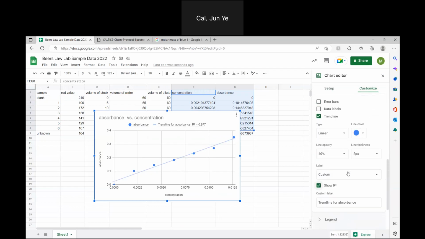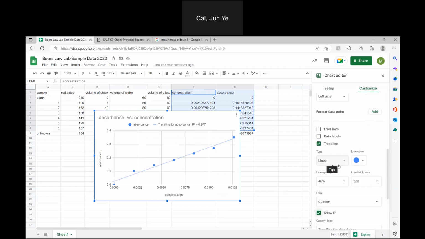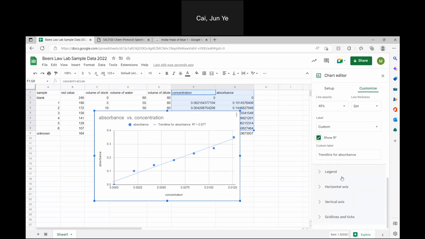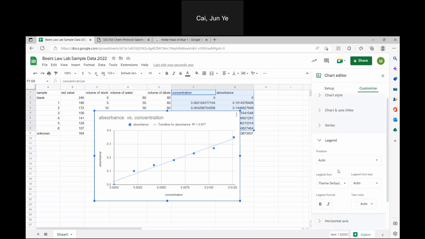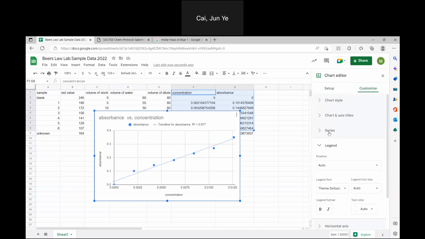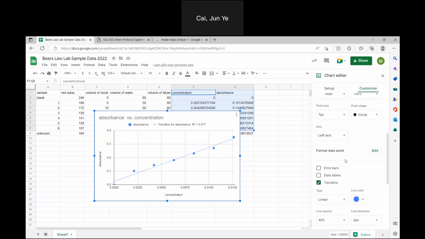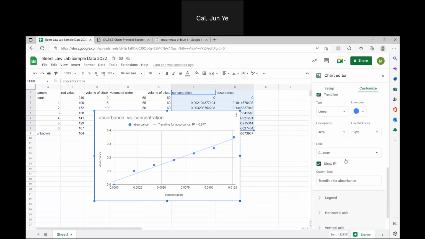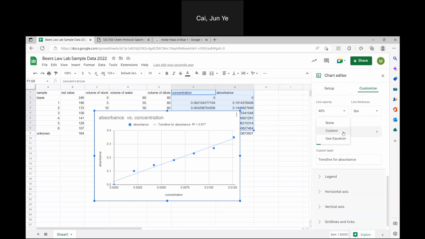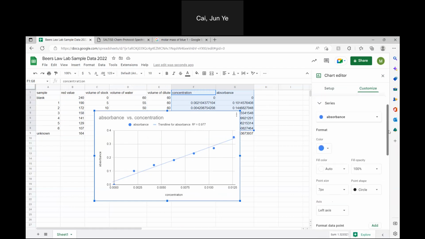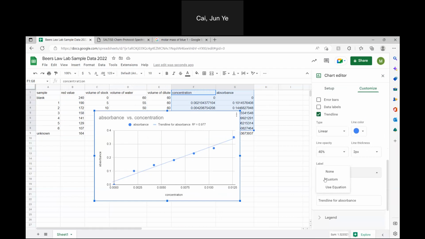To get the actual equation, we have to go to legend. No, not legend. Label. So you want to click label under series, and then use equation. That's the equation for your graph. And of course, our y is our absorption, and our x is our concentration.